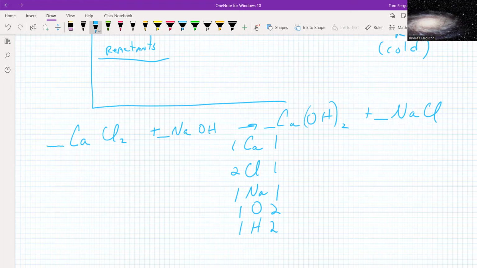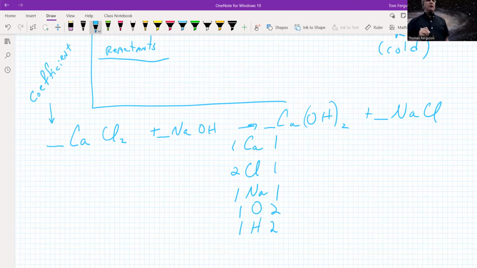Okay, so we've got to change some of these numbers. The only numbers we can change are the numbers out front. Those are called coefficients. Right now, there's none, or 1. If there's none there, it's assumed to be 1. You cannot change the subscripts. If you change the subscripts, you'll change the molecule. Okay. So any suggestions on what to do?